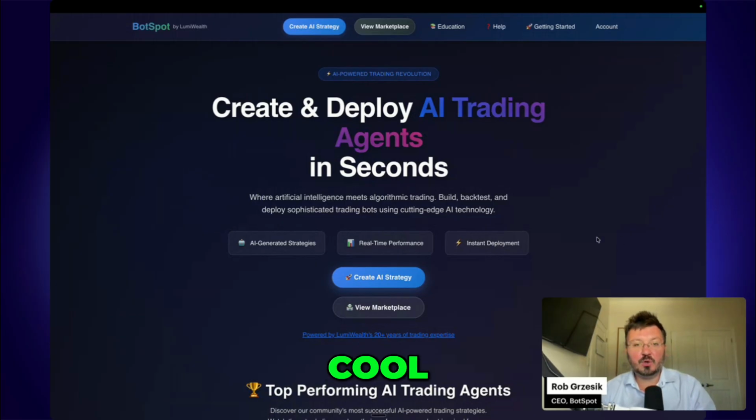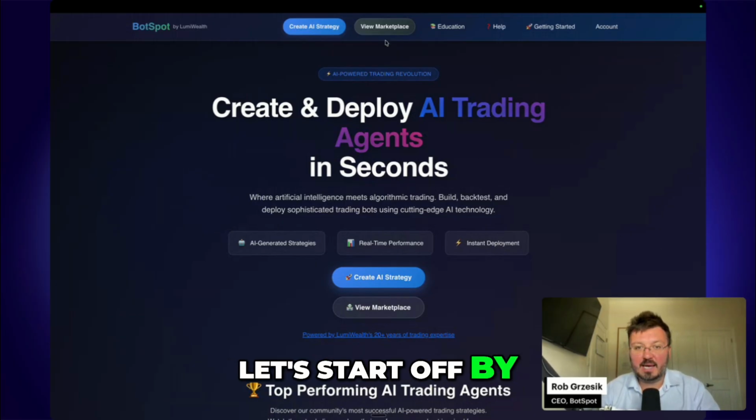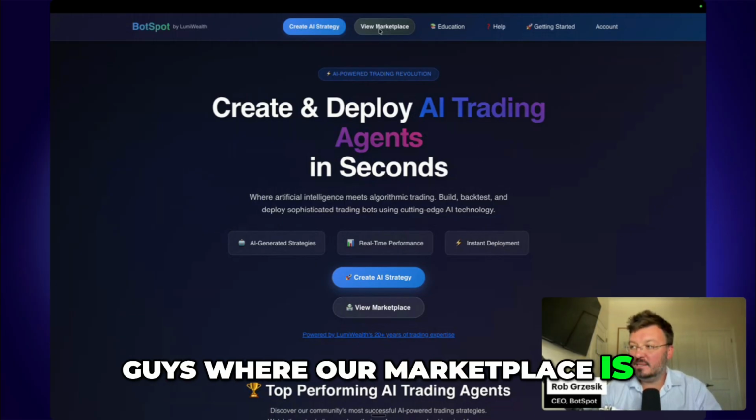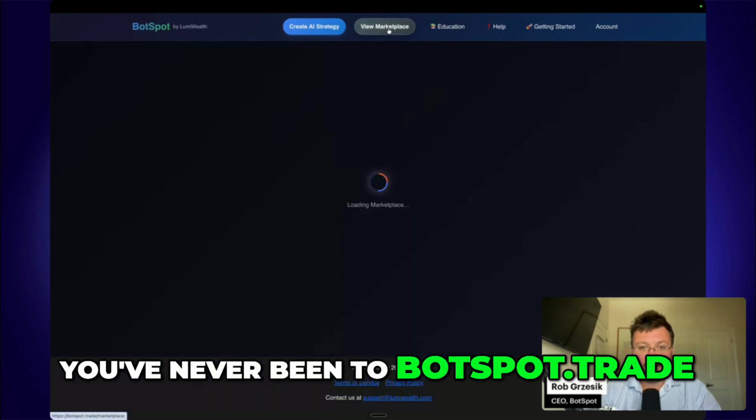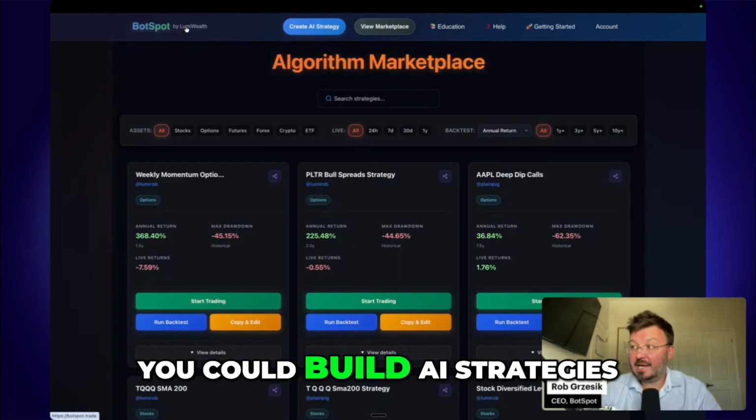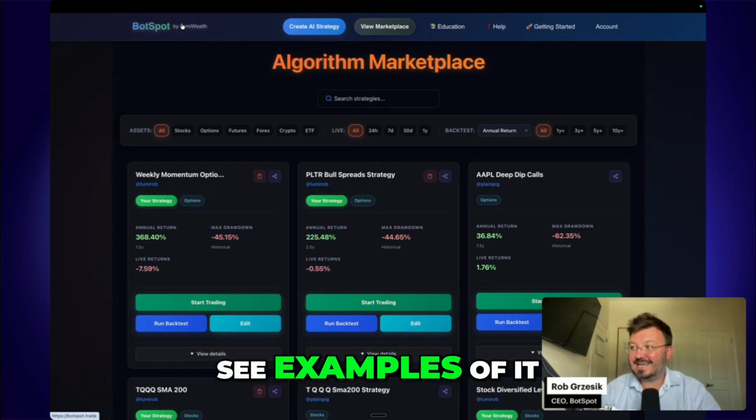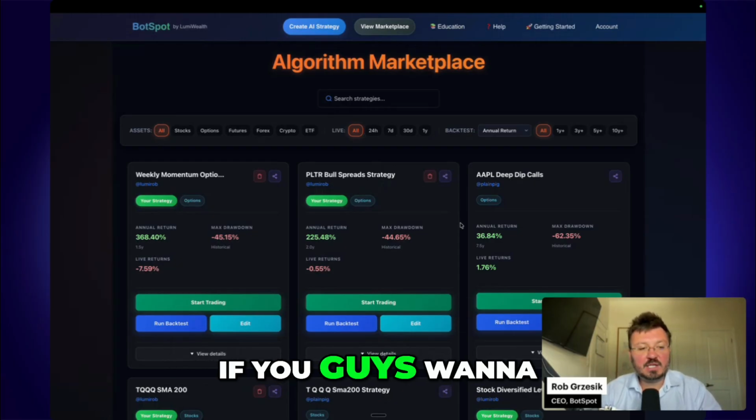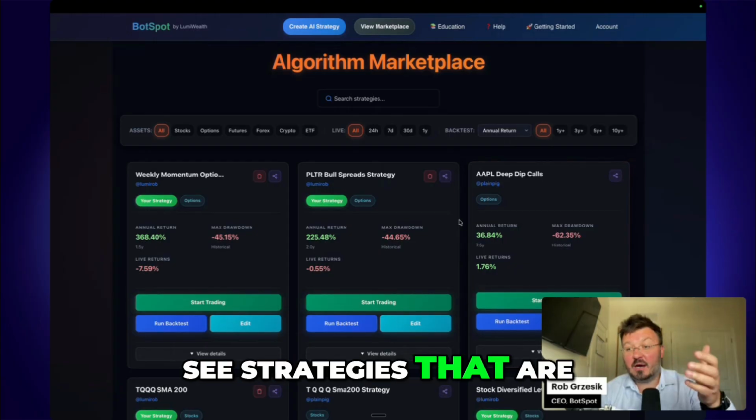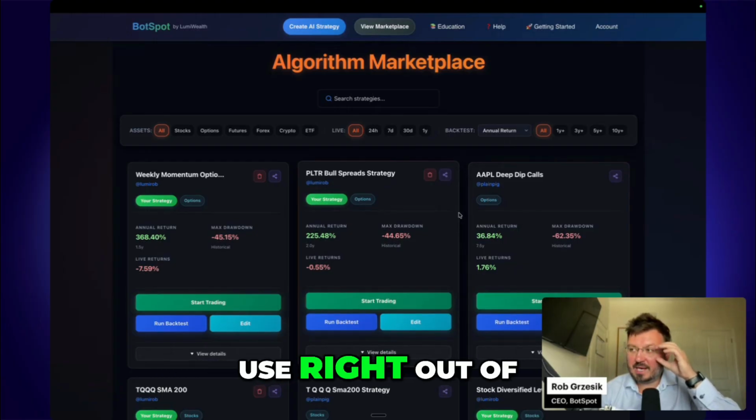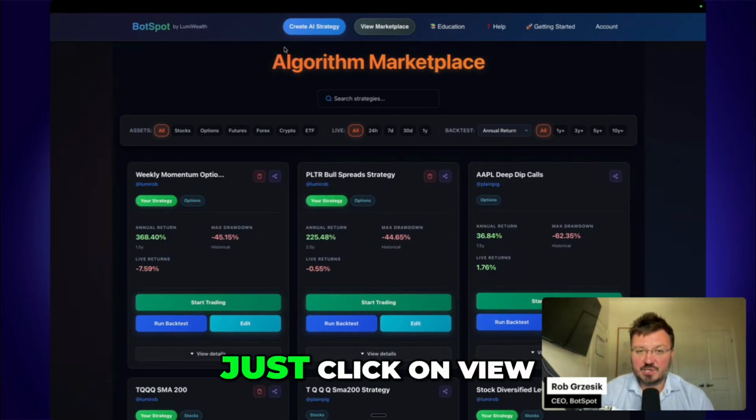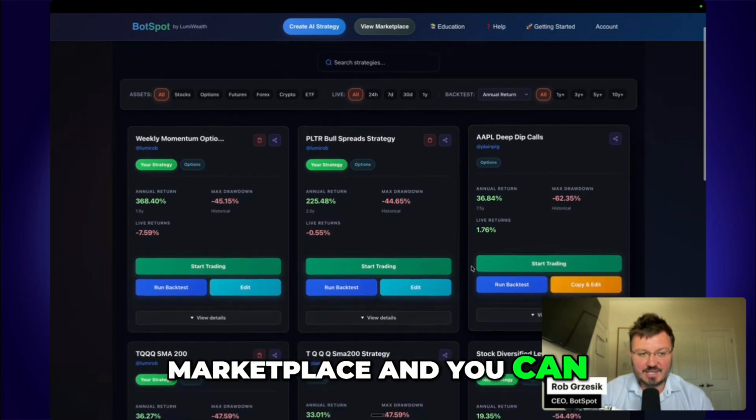Okay. Cool. So let's start off by I'm going to show you guys where our marketplace is. If you've never been to botspot.trade, you could build AI strategies. I'll show you what we kind of do today. You'll actually see examples of it. But again, if you want to see strategies that are already running, they can just use right out of the box. They're here in our marketplace. Just click on View Marketplace, and you can see them here.